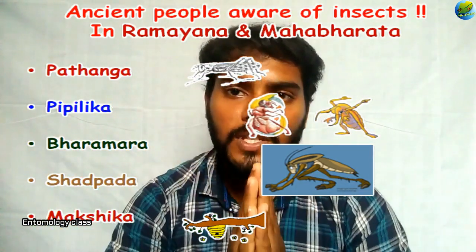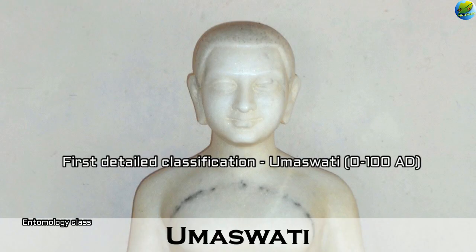In India, the first one to give a broader classification of insects is Umashwadi, who gave a detailed classification of insects, which is not available to us, but he is the first one to give a classification of insects.